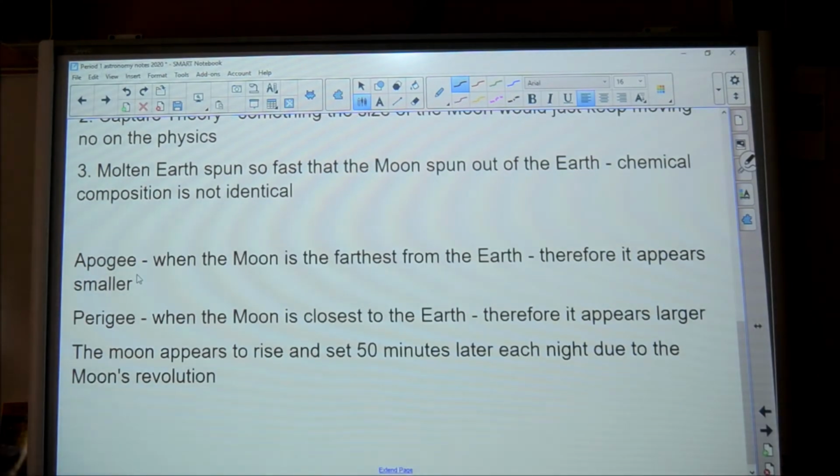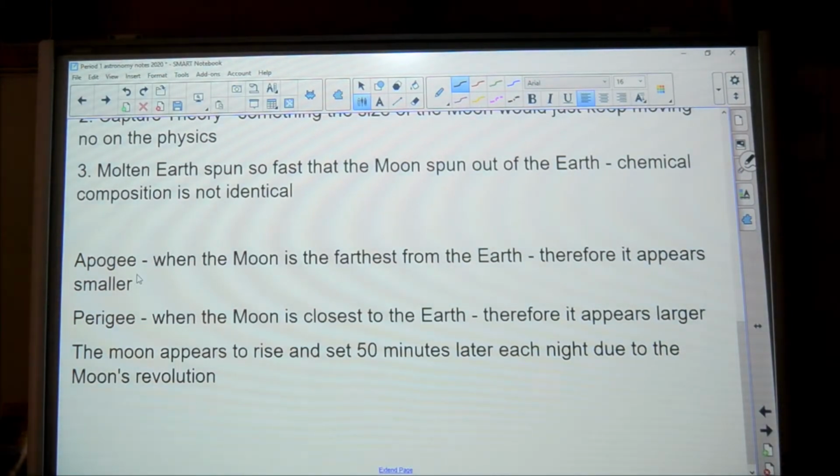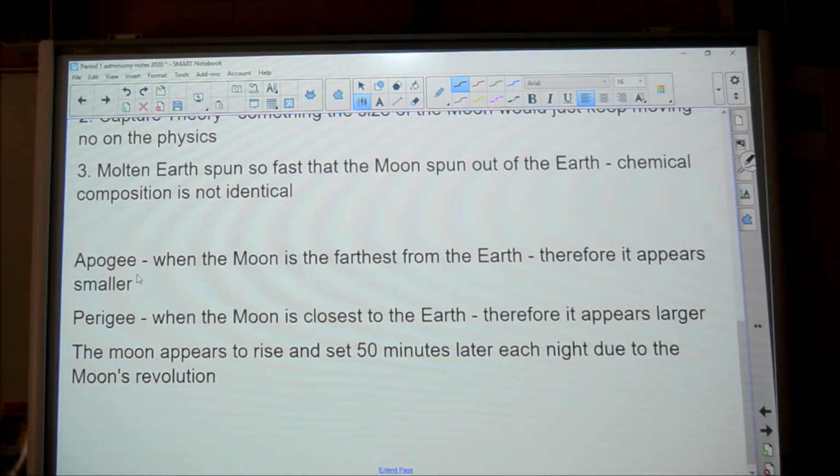All right, apogee and perigee, we already talked about in your vocab. Apogee, A, away, it's when the moon is furthest away from the Earth, so it's going to look smaller. Perigee is when the moon is closest, so therefore it's going to look larger. And if you go out every night and look, the moon appears to rise and set 50 minutes later each night due to the moon's revolution around the Earth.